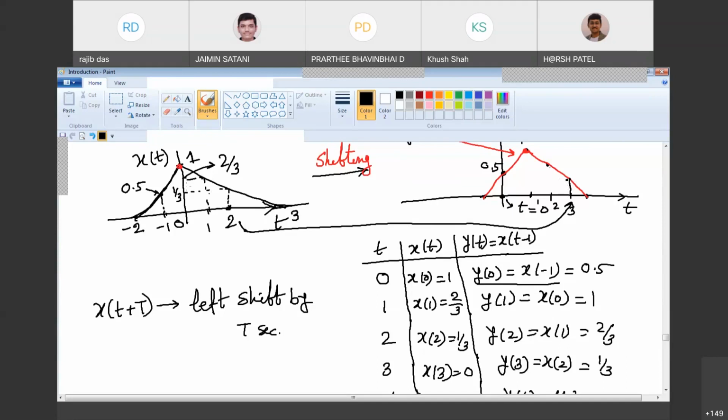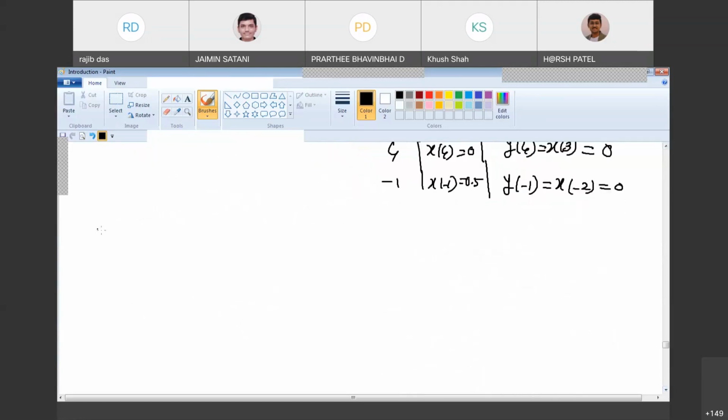So indeed, what is happening? The entire signal is shifted to the right side by unit 1 if y of t is x of t minus 1. So this 1 indicates that it is shifted by 1 second. That's simple. But if it is positive, then it will be shifted to the left hand side by that unit, capital T seconds. So I'll be giving you some more examples.